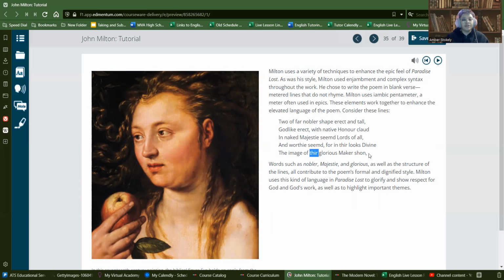Their glorious maker shone. Shone is basically like shown, SHOWN. Something is shining, past tense is shone, right? That's just an older form of English. These days we would say shined, but it's just different. It's supposed to be formal and dignified. And it's just old English that's made to sound like older epics.